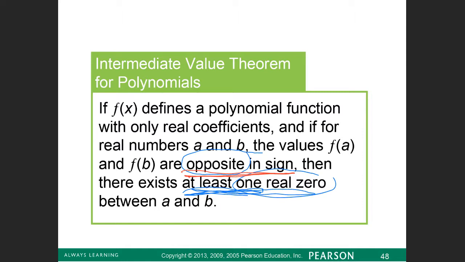And a is an x value. So that's your a. And b also is an x value along the x-axis that you have to pick. So between them, there will be a real zero if you can see an opposite sign. Otherwise, if they have the same sign, you can conclude that there's no real zero in between those two values.